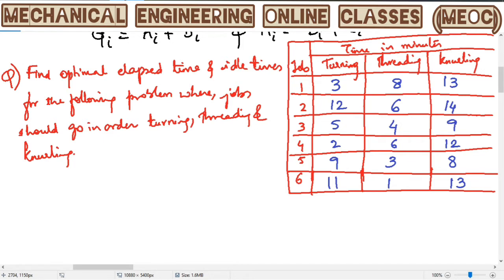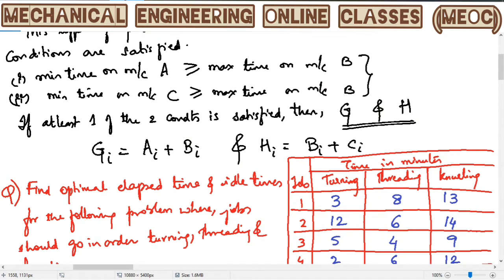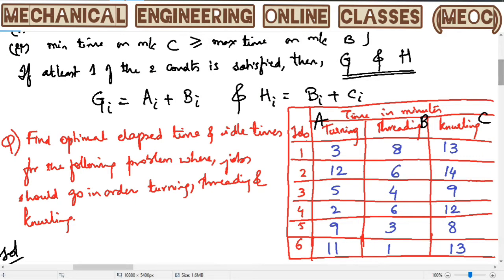Now this is an example of processing n jobs on 3 machines. So let us see if any of these conditions are satisfied. The order is turning, threading and knurling. So let this be machine A, this machine B, this machine C. Then the minimum time on machine A should be greater than or equal to the maximum time on machine B. What is the minimum time on machine A? The minimum time on machine A is 2. Let us see if it is greater than or equal to the maximum time on machine B. What is machine B? Threading. The maximum is 8. So this is not satisfied.